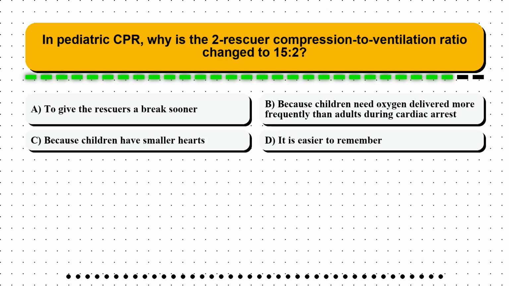Question 35. In pediatric CPR, why is the 2 rescuer compression to ventilation ratio changed to 15:2? Option A, to give the rescuers a break sooner. Option B, because children need oxygen delivered more frequently than adults during cardiac arrest. Option C, because children have smaller hearts. Option D, it is easier to remember.